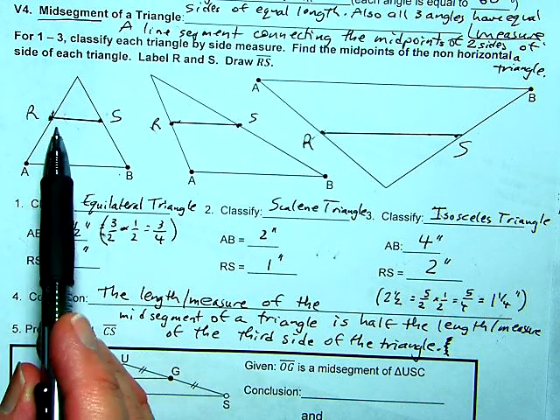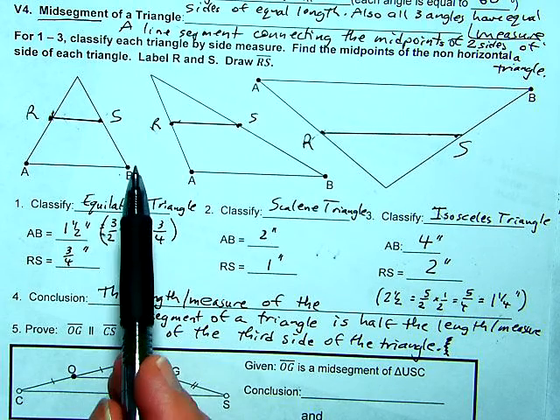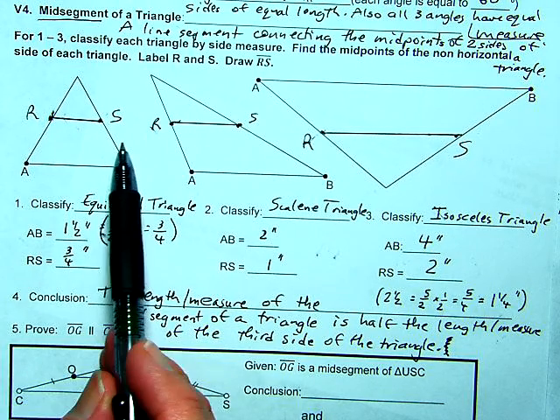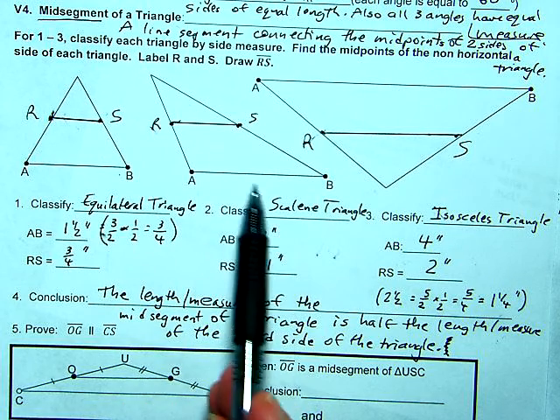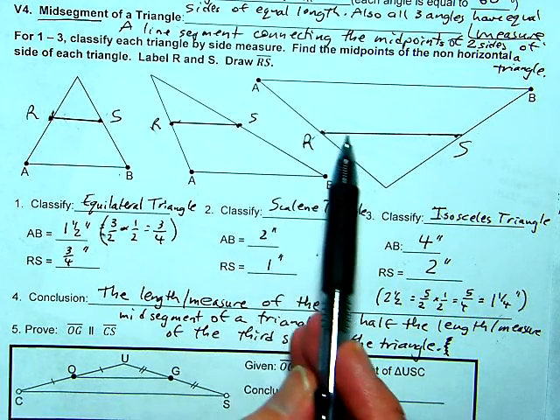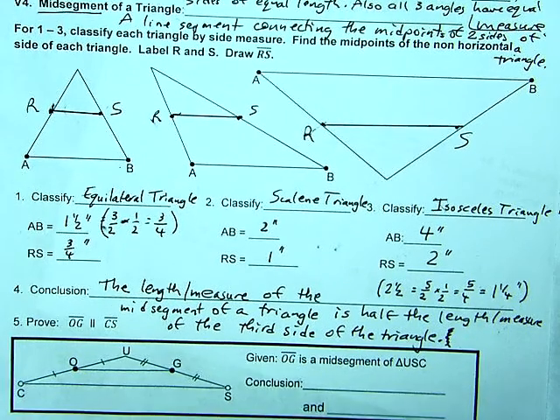In this first equilateral triangle, RS and AB look very much parallel, as if they were lying on parallel lines. And the same thing seems to be the case with the second scalene triangle and the third isosceles triangle as well. Okay, and in fact, that can be proven.